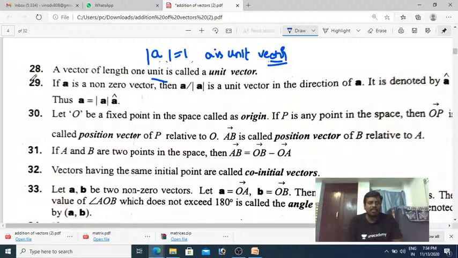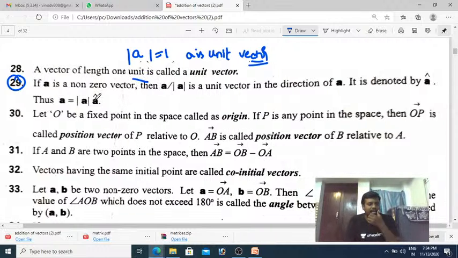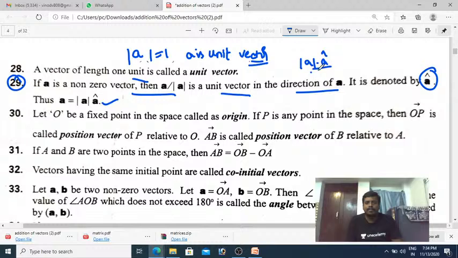A unit vector. 29th is, if a is a non-zero vector, then a by mod a is a unit vector. a by mod a is a unit vector in the direction of a. It is denoted by a cap. Thus a equals mod a into a cap.